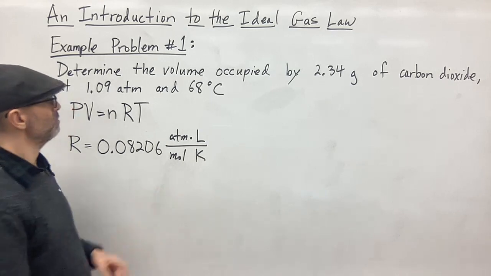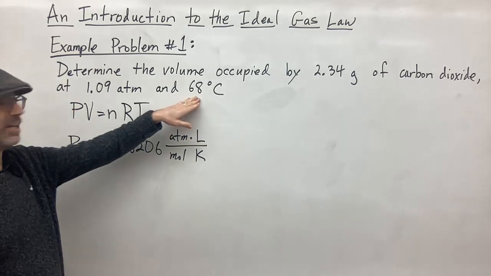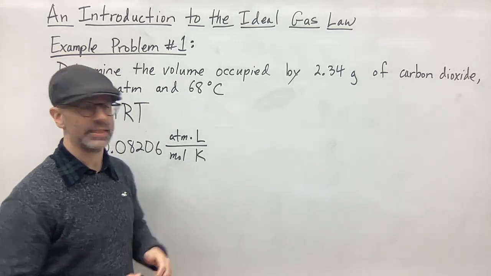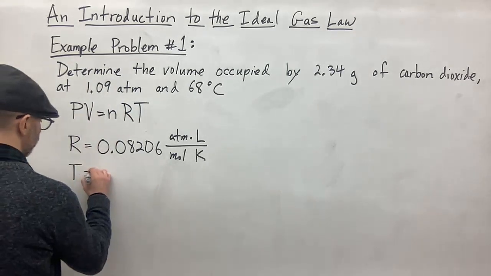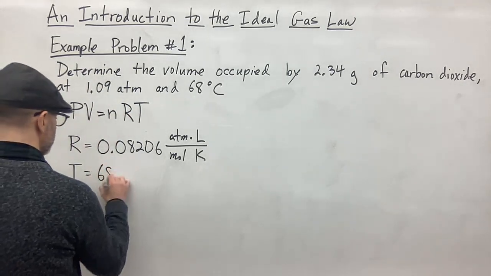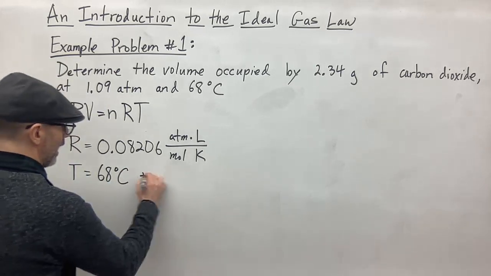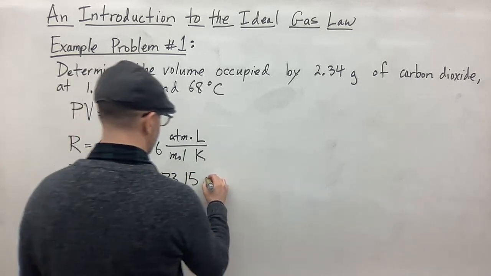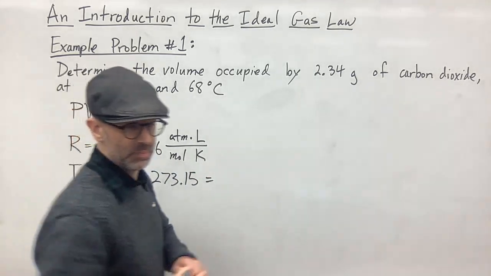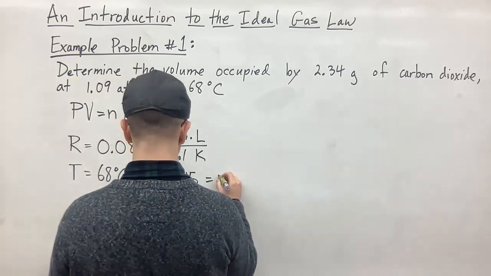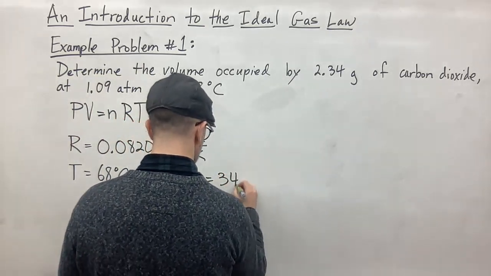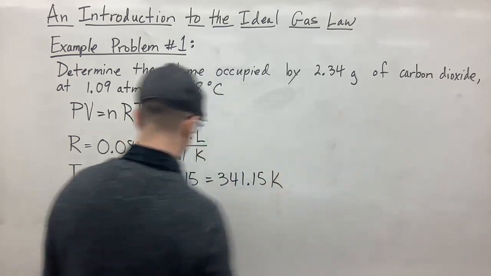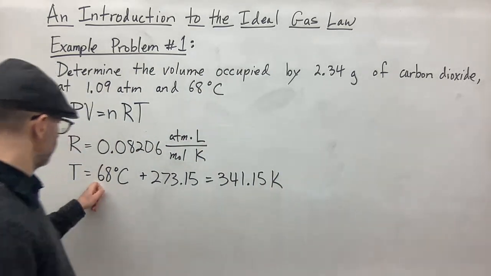So let's look at what we're given. Here we're given temperature is 68 degrees Celsius. So we're going to have to add 273.15 to that to get Kelvin. So temperature is given as 68 degrees Celsius, and we're going to add 273.15. And then there we get 341.15 Kelvin. Let me check my math really quick.